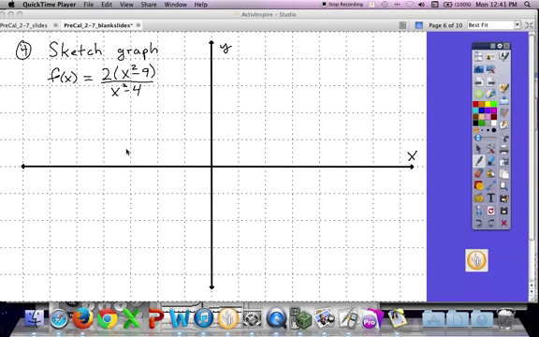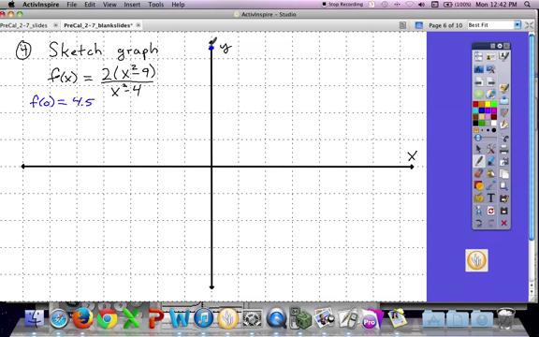Okay, sketch the graph, this is example 4. So first step, y-intercept. F of 0 equals, put in a 0 here and here. What do you get? 2 times negative 9, negative 18, and over negative 4. That should be 4.5 positive. Try it. 2 times negative 9 divided by negative 4. 4.5. 1, 2, 3, 4. Ooh, that one's way up there.